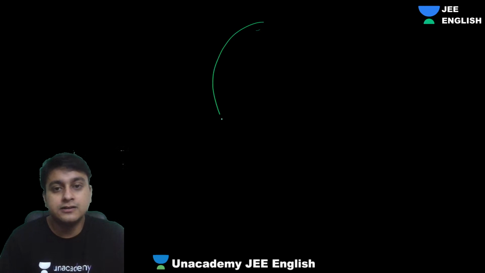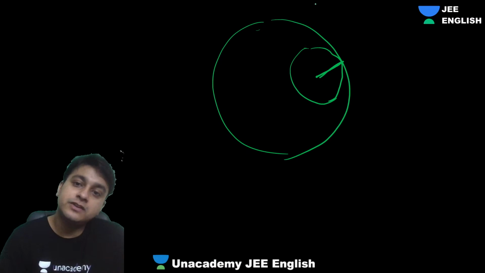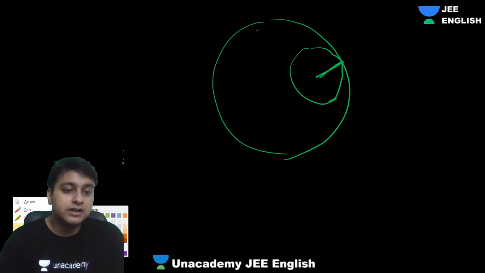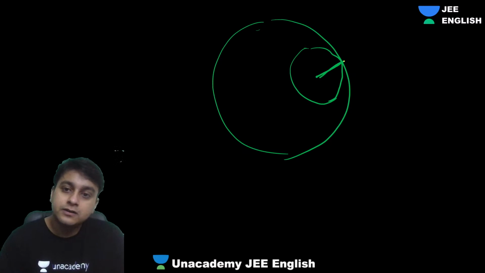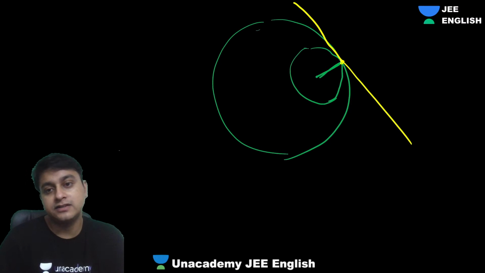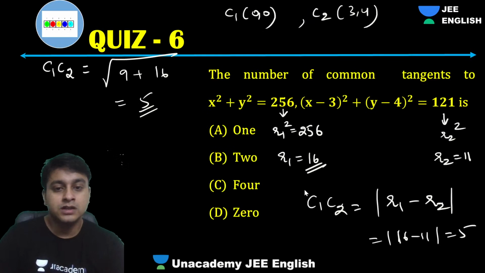Circles are touching internally, internal touching, right? That's when this case happens. So guys, how many common tangents can we draw? Obviously one common tangent, right? In this scenario, circles are touching internally, so we can draw only one common tangent. This is the tangent which we can draw pretty easily.